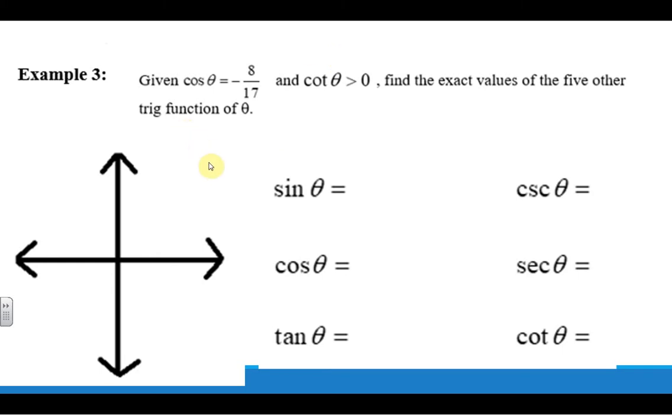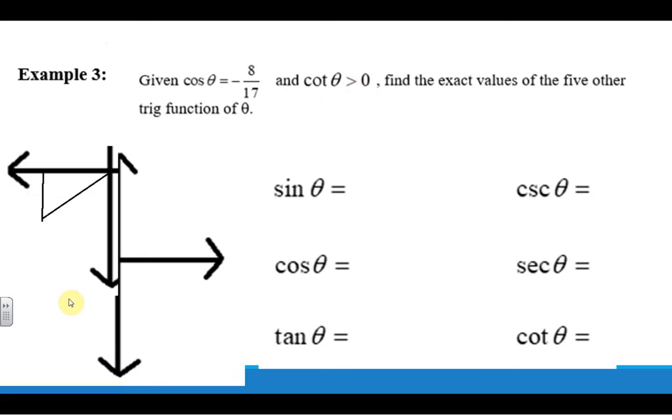Cosine is positive in the first and fourth quadrants. So we're either looking in the second or the third, because it's negative, so cosine's not positive. And then we have cotangent being positive. I know that tangent and cotangent are positive in the third, so we know we're in quadrant 3. So that's definitely the third quadrant here.